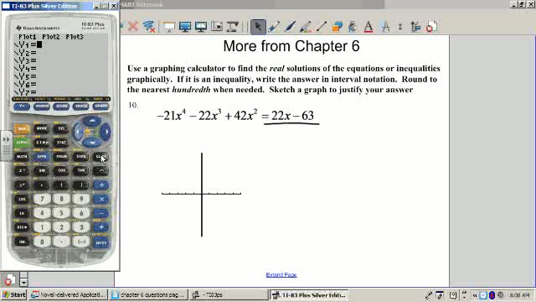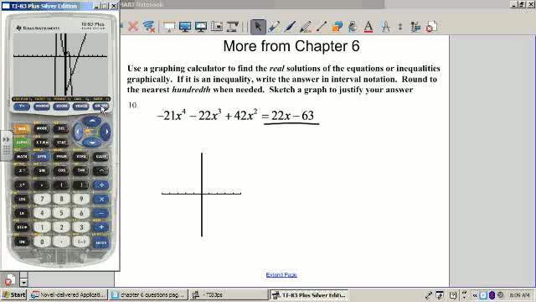In y1 of x, I'm going to put what's on the left-hand side. Negative 21x to the 4th minus 22x to the 3rd plus 42x to the 2nd, 42x squared. That's on the left-hand side. I put it in y1. In y2 of x, I'm going to put 22x minus 63. Now I'm going to graph both of these at the same time.